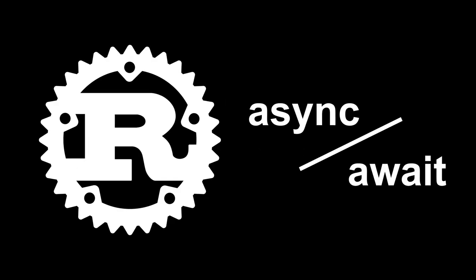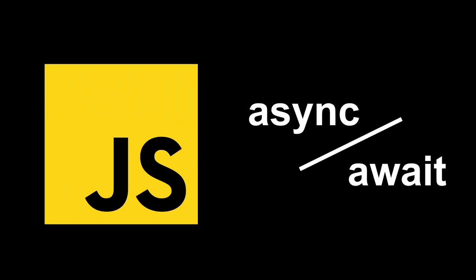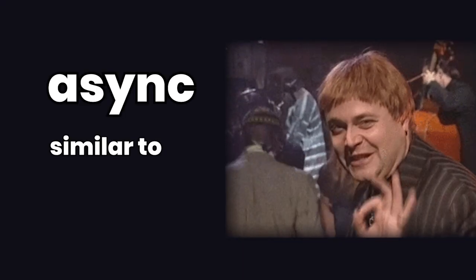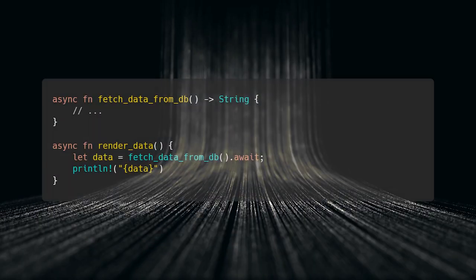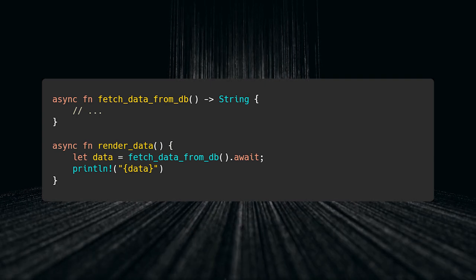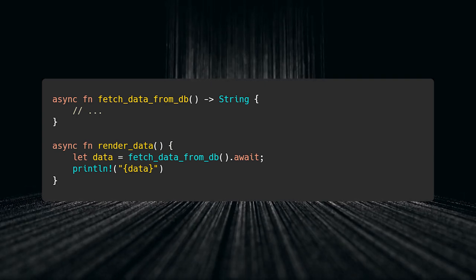In Rust, we have an async await syntax similar to JavaScript. This syntax allows us to write asynchronous code that looks similar to synchronous code. The most common use of async await is with async functions. An async function is a function that returns a future.